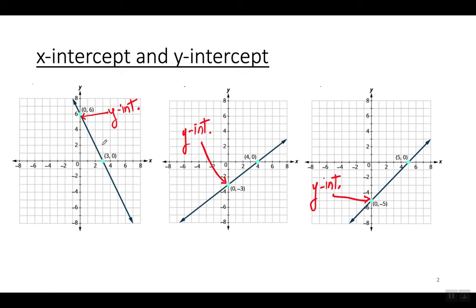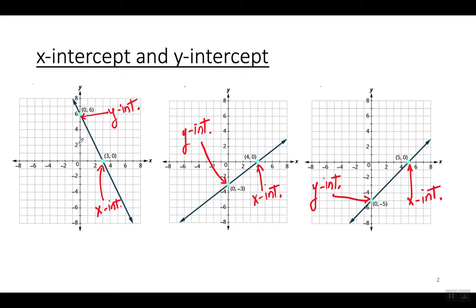Okay, and the x-intercept is where the line crosses the x-axis. So here's the x-intercept. For this line, this is the x-intercept. And for the last one, this is the x-intercept. So what do I want to point out to you? What I want to point out is this.